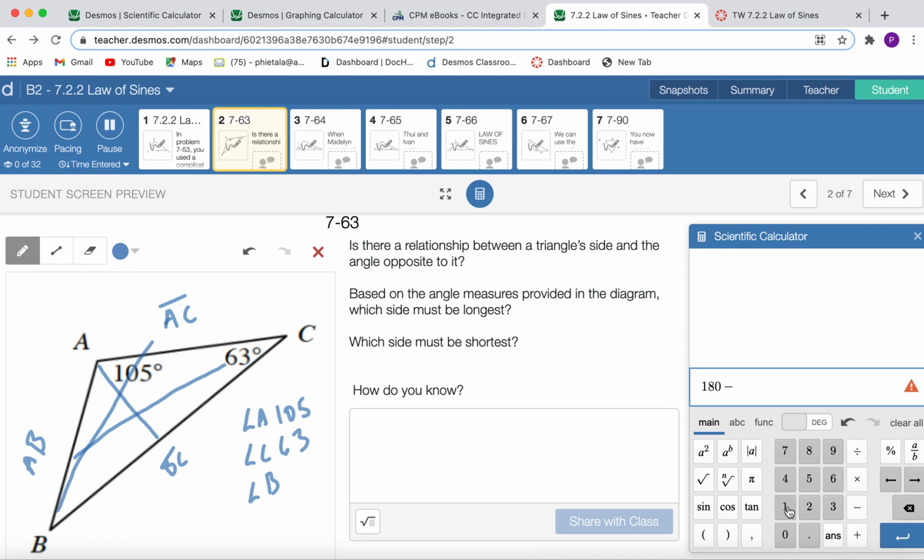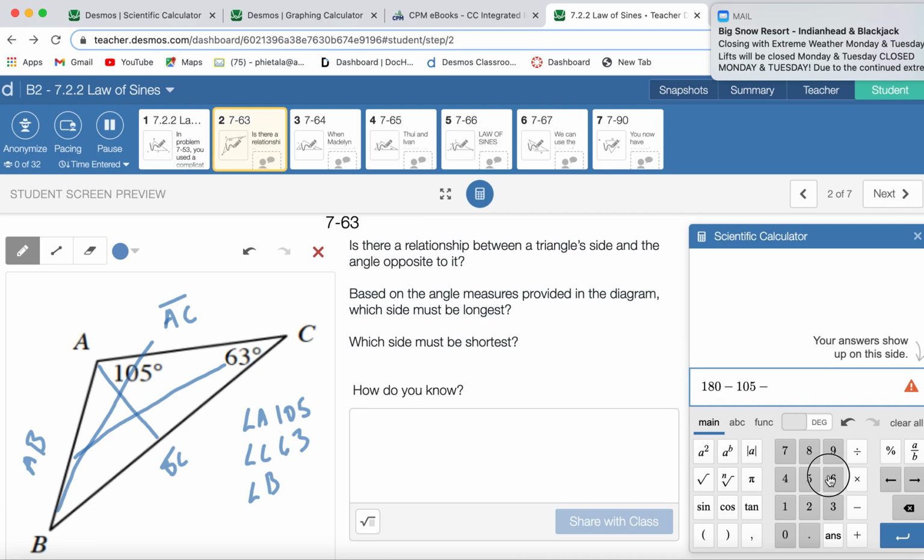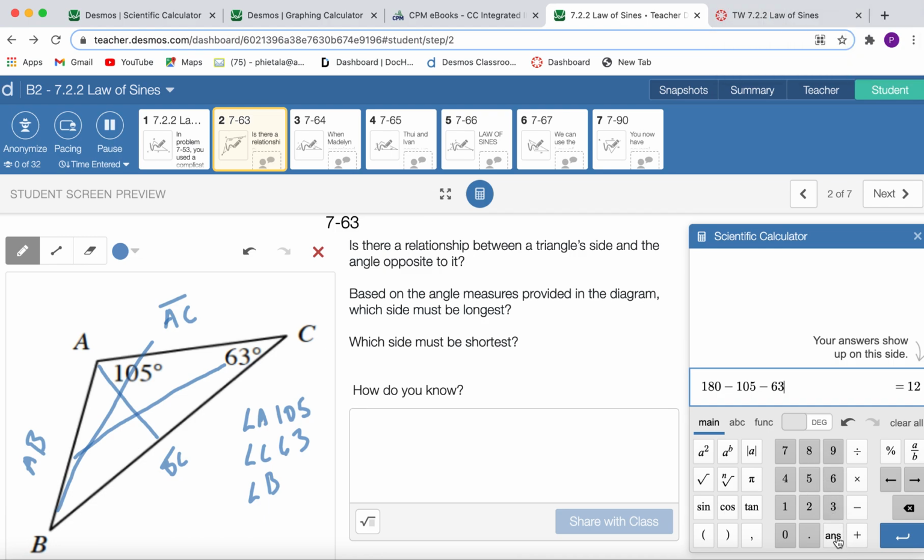105 minus 63. Remember, all three sides add up to 180. So our third angle there should be 12. Okay, so that's my biggest angle to my smallest angle.